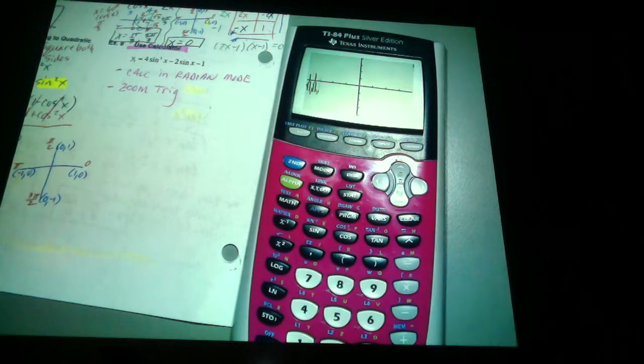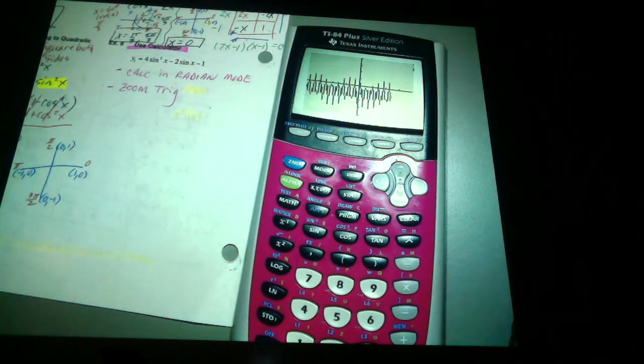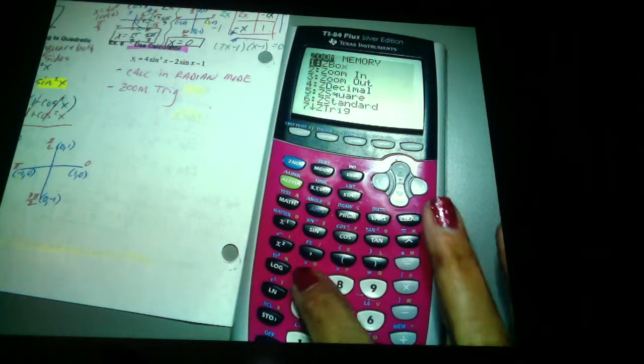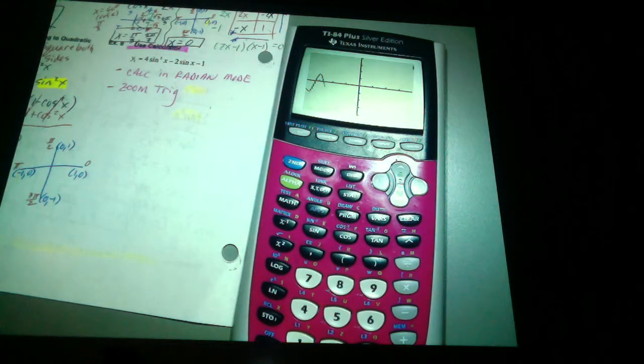See, this is what some of yours will look like. That's what I was trying to get it to look like. It looks like a heartbeat monitor, doesn't it? Let it finish its thing. Alright, so go to zoom trig. So your calculator can do a whole bunch of weird things to your graph. So this is what I want it to look like.